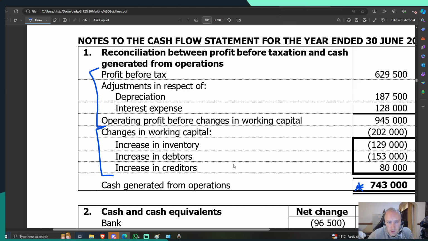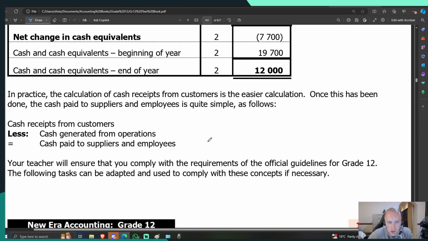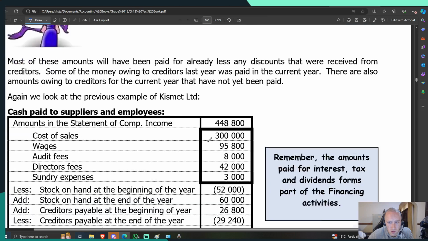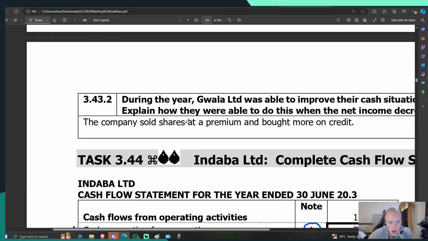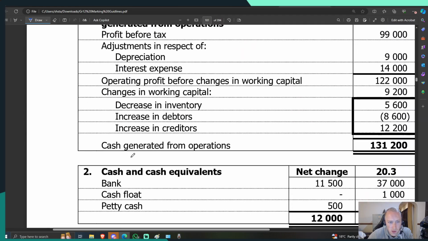Oh wait, am I looking at the right thing? This is 3.42. That's the right one. Oh, whoopsie. Did I look at the wrong one? No, this is the right one, 3.42. How about this? What's this? Oh, this is 3.44. Whoopsie, sorry. Let's go back to 3.42. Here it is.